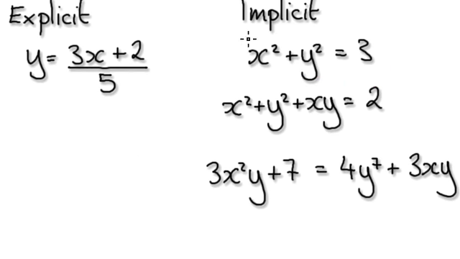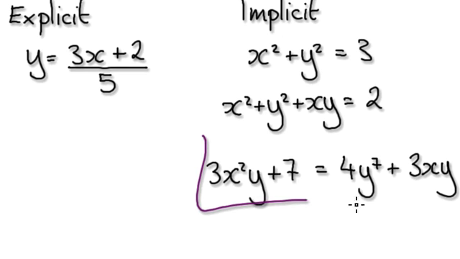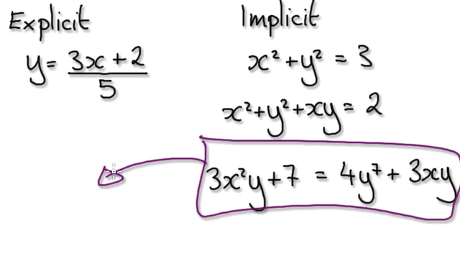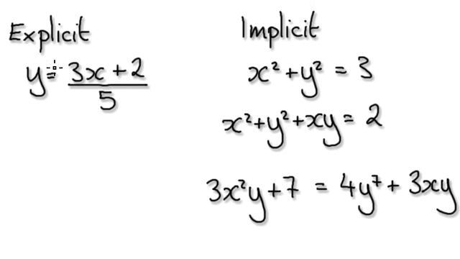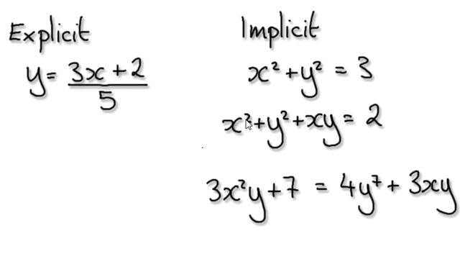Sometimes it's so complicated that you can't really turn it into an explicit one. So an explicit equation is when you have y on its own and all the other stuff on this side. An implicit equation is when you have a mixture of x's and y's floating around.